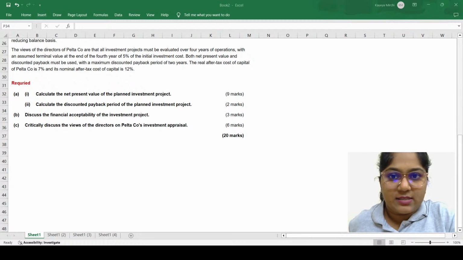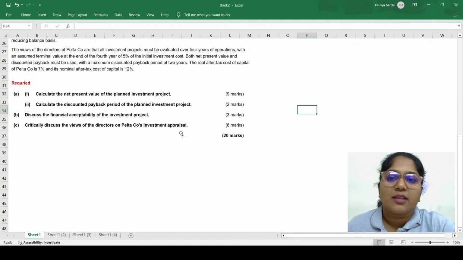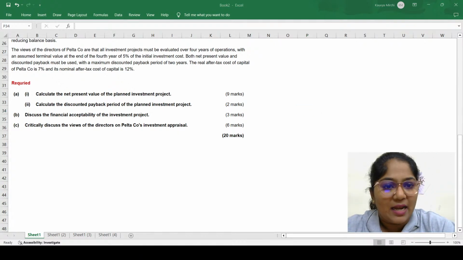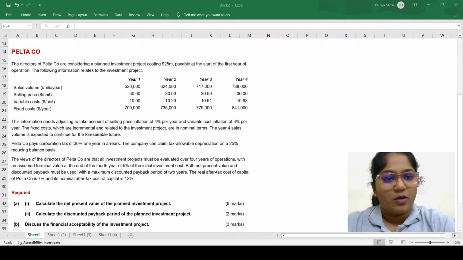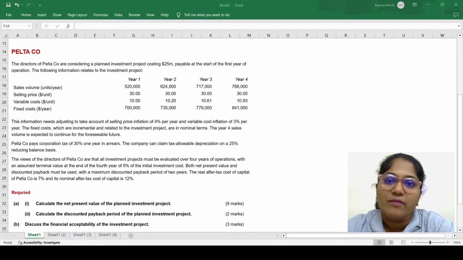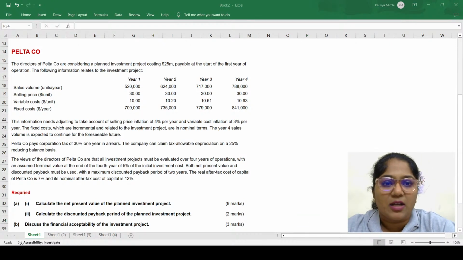I hope you guys can see this. So if you see the requirement, there is a bigger requirement for 9 marks, which is to calculate net present value of the planned investment project. So that means this entire information, whatever they have given, you have to calculate NPV, net present value. If we read the question from the beginning, it says the directors of Pelta company are considering a planned investment project worth 25 million, and this is payable at the start of the year of operation.